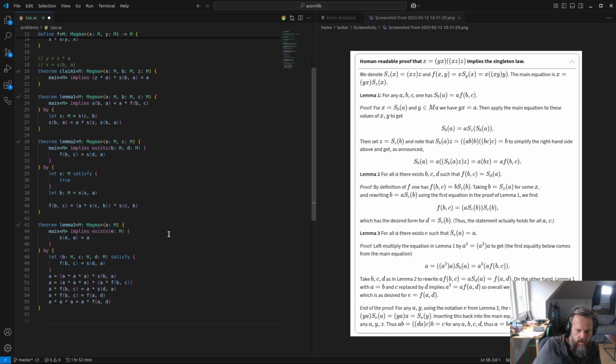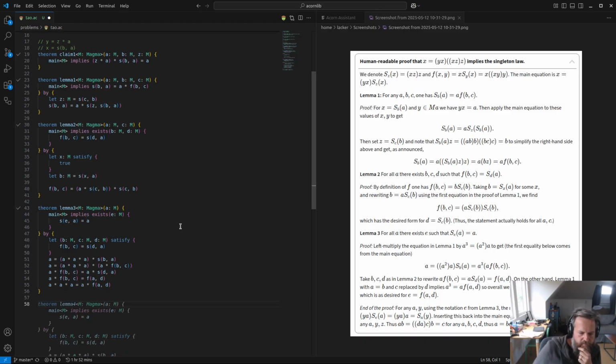All right. Last step. For any A and Y using the notation E, we get this thing. Okay, so that's like for any A and Y, there exists some E such that this stuff, and then we insert this to give ZYA equals Y.